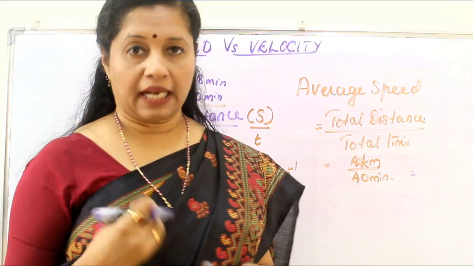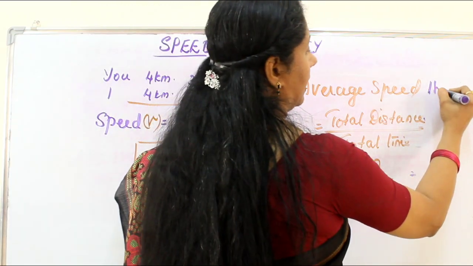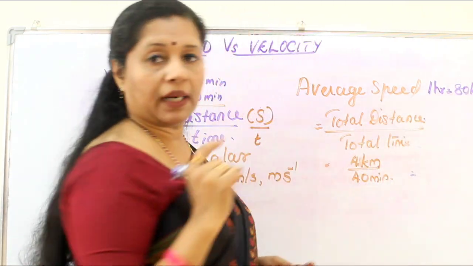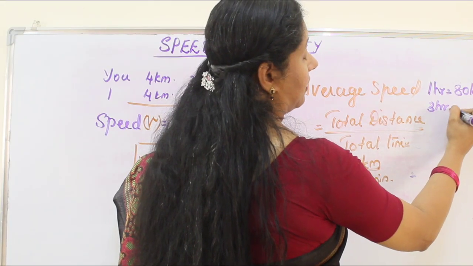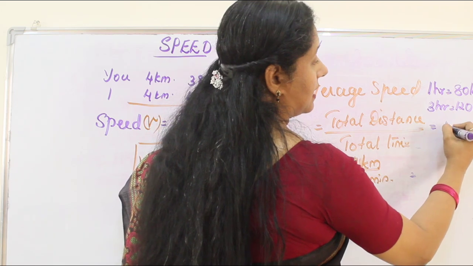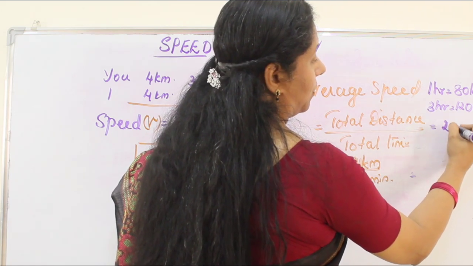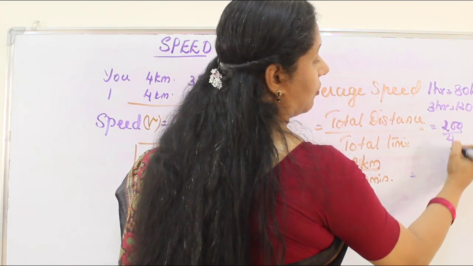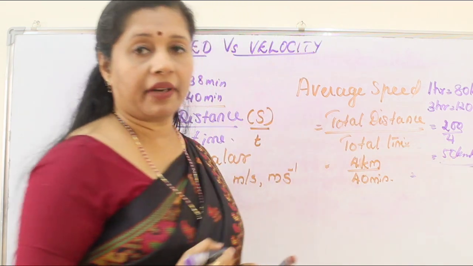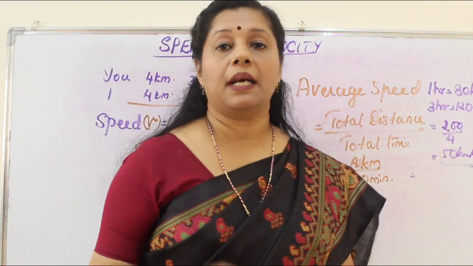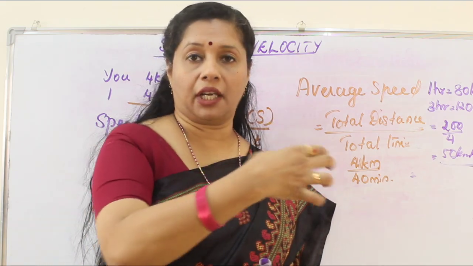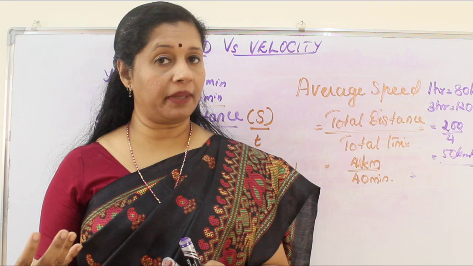For example, I am driving a car. First 1 hour I am going at 80 kilometers per hour. So I covered 80 kilometers in 1 hour. Another 3 hours I could cover only 120 kilometers. So total distance is 120 plus 80, that is 200, by total time is 4 hours. So I covered 50 kilometers per hour on an average. So this is my average speed. But that doesn't mean that every 1 hour or equal intervals I was traveling at 50. No, sometimes I was 80 kilometers per hour.